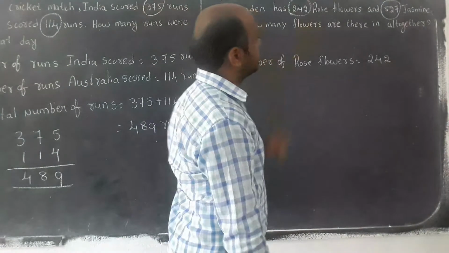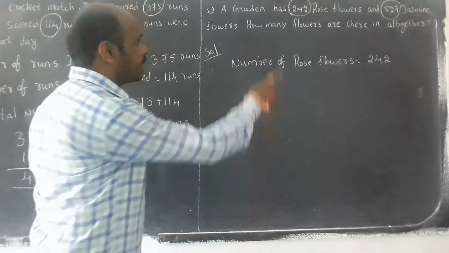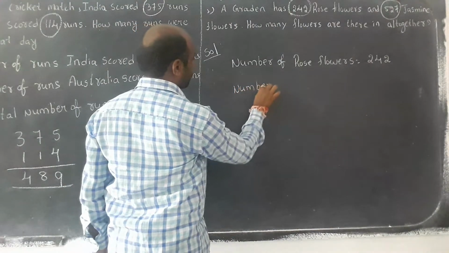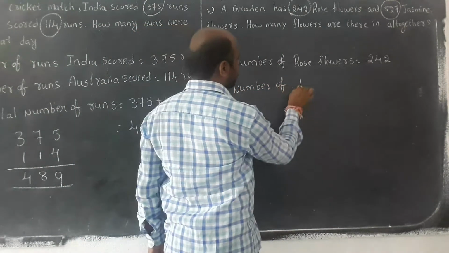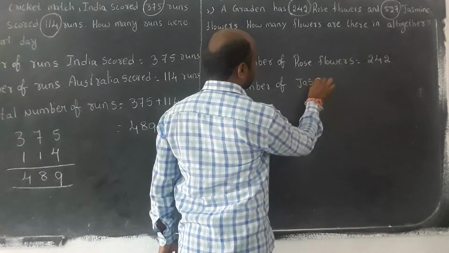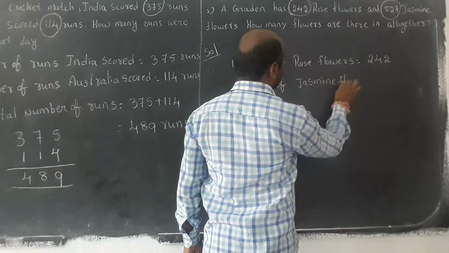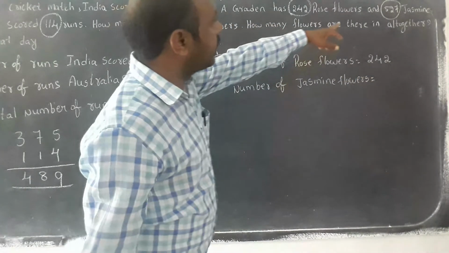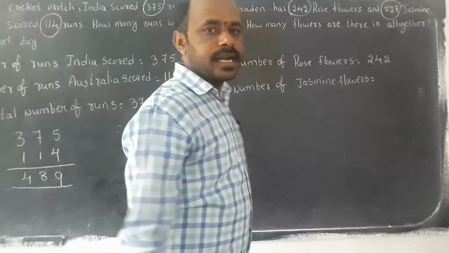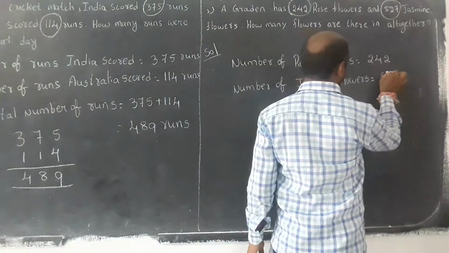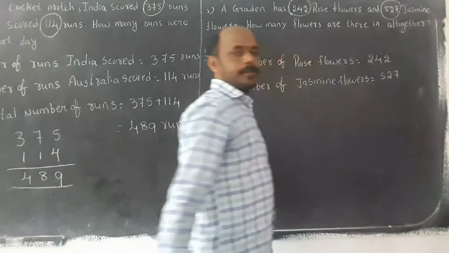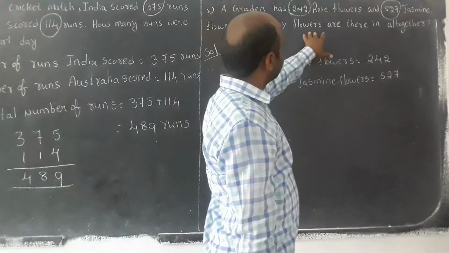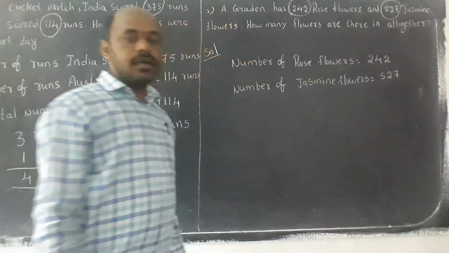The next one, jasmine flowers. How many are there? Number of jasmine flowers, how many are there? 527. Jasmine flowers are 527. Okay children, now see what is asked: the total number of flowers in the garden.